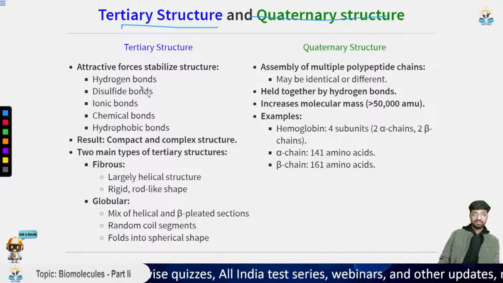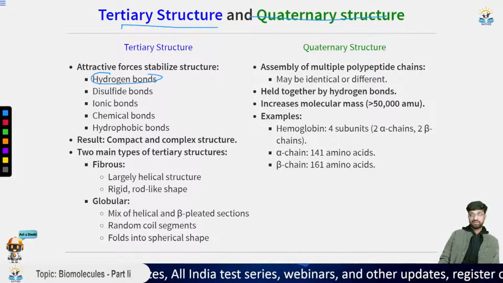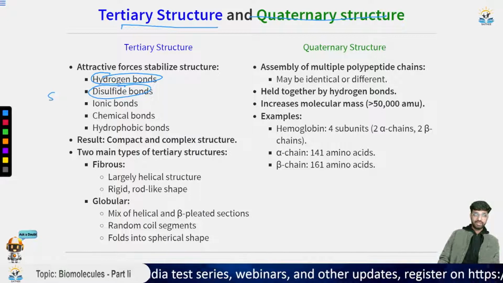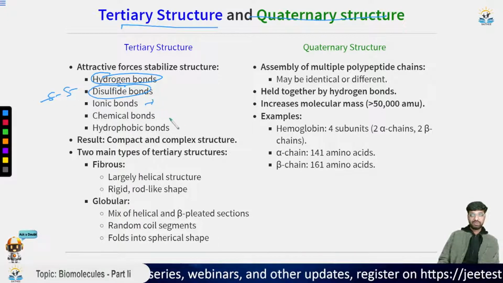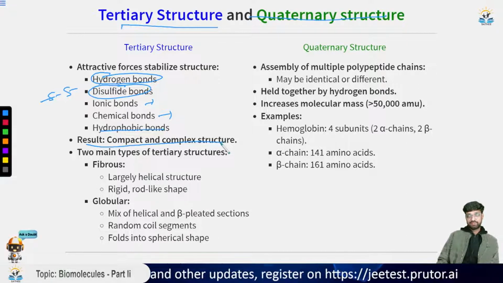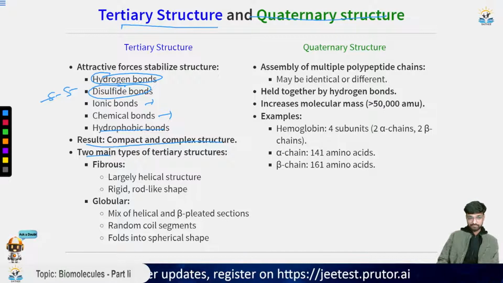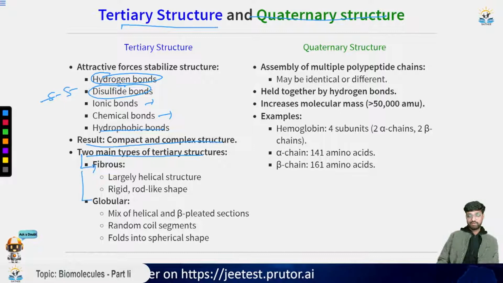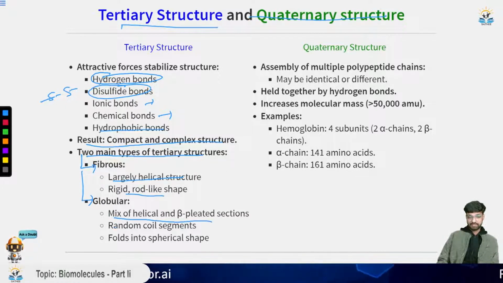So what is tertiary structure and what are the forces present in tertiary structure? We have the hydrogen bond, of course, then the disulfide bond which is S-S, ionic bonds, chemical bonds and hydrophobic bonds. The result is a compact and complex structure for the protein. Now tertiary structure results in two kinds of structure, fibrous and globular. Fibrous is largely helical, a rigid rod shape, while globular is made of helical and beta sheet sections. So globular contains beta and fibrous contains alpha helical structure.